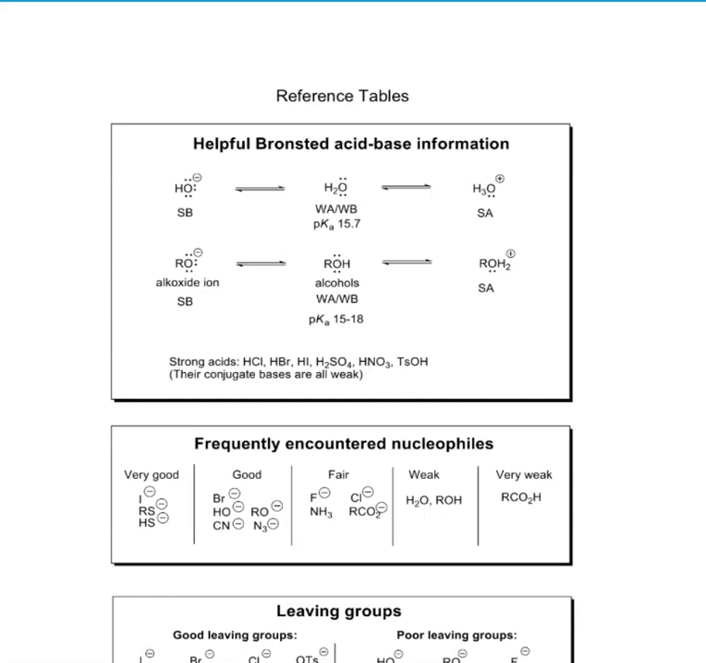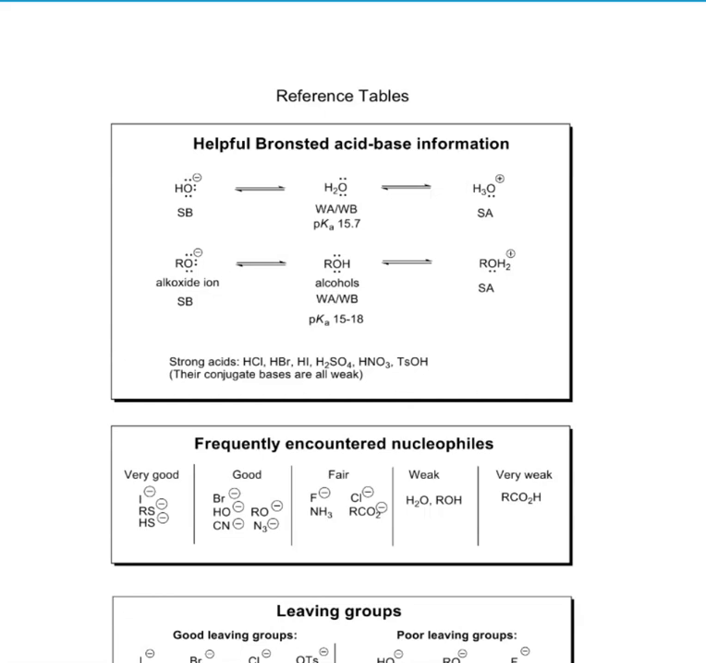To start out with this, before we get into an overview of substitution and elimination, let's look at some information, some of which we've seen before, so we'll review that, but some information that's going to help you as you get used to looking at chemicals and understanding what their nature is and what they are most likely to do in particular situations. So this first table up at the top, on the reference tables page, helpful Bronsted acid-base information. So we developed this table together in the acid-base section. And so you should have this memorized.